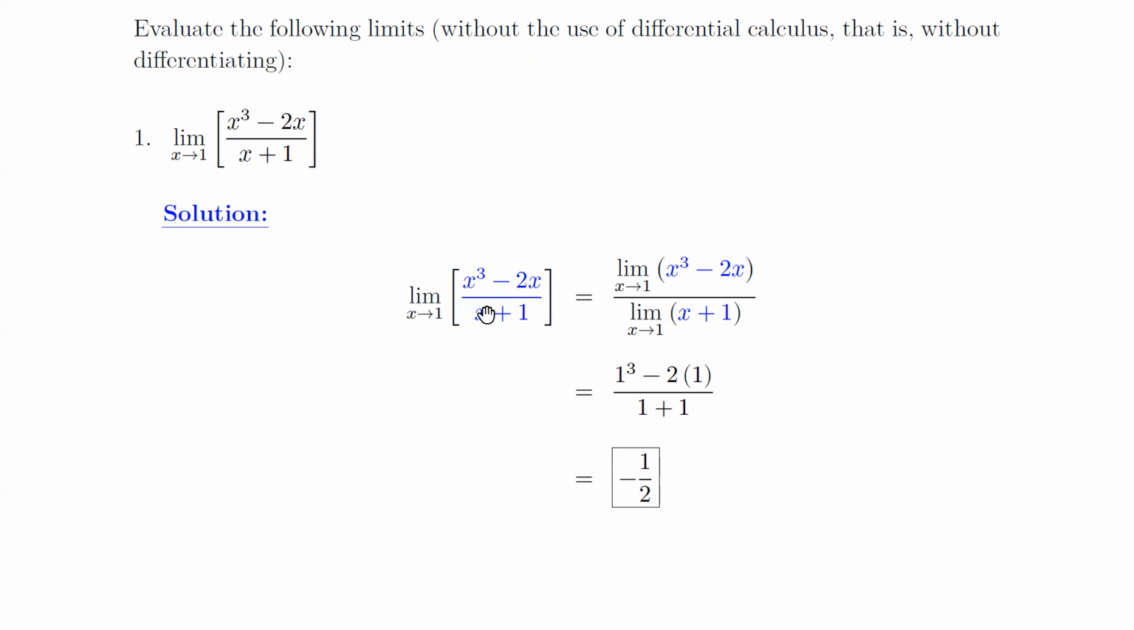Right, so like I said, this one is very straightforward. You would write the limit of this fraction as the limit of the numerator divided by the limit of the denominator. That is one of the theorems that we discussed in class. And then you can easily evaluate these limits, again, using properties that we discussed. So in the end, we get the answer that the limit is negative a half. Okay, so that's pretty straightforward.